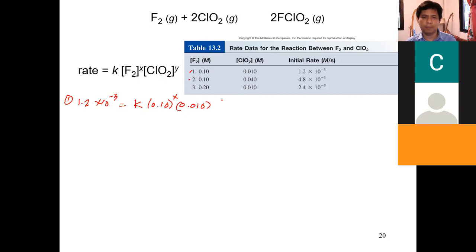You're familiar with this problem? And then raised to Y, no? Yung sa second experiment naman, yung data natin is we have 4.8 times 10 to the minus 3 K. Yung 0.10 pa rin, ano? Tapos raised to X. And then yung Y is 0.040.